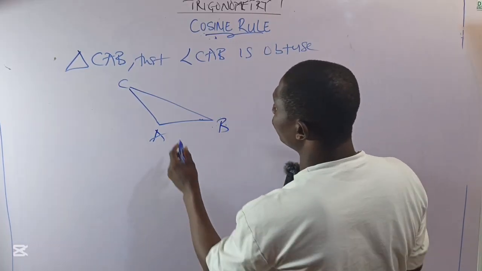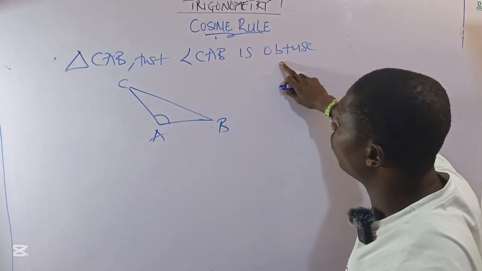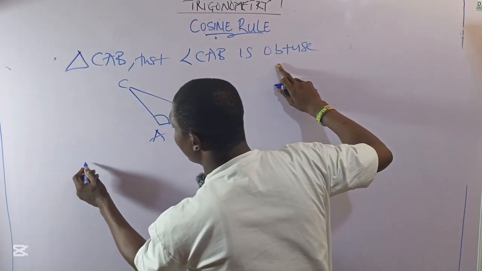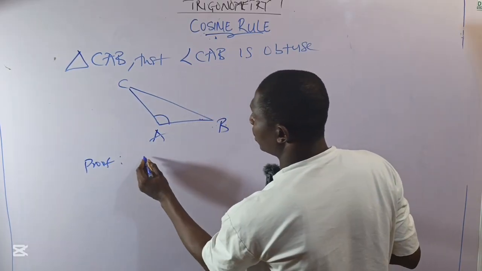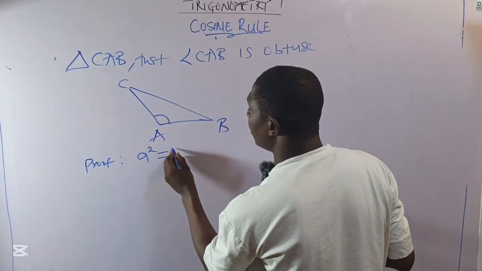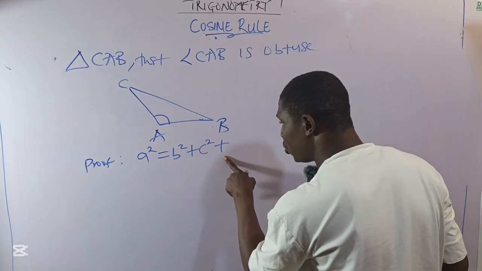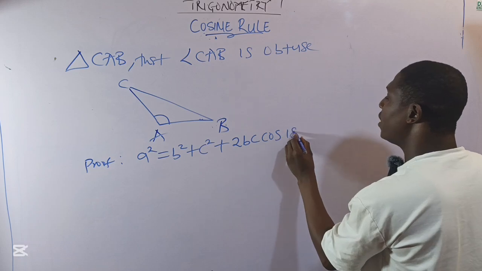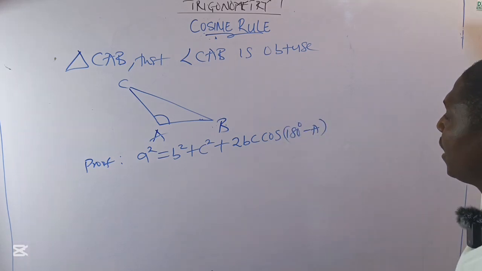If angle A is obtuse, it simply means it's greater than 90 degrees but less than 180 degrees. Now, how do we prove that A square equals B square plus C square, take note, plus 2BC cos (180 degrees minus A)? How can we prove this?